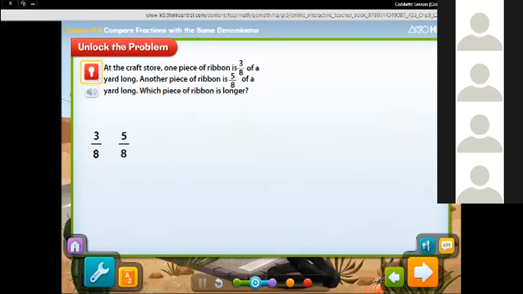Which piece of ribbon is longer? What do you think? 5/8 is bigger than 3/8. Give me the reason. Because the denominator is the same. They are the same, right? So the denominator is 8. 5 is bigger than 3, right? Thank you. 3/8 and 5/8 have the same denominator.